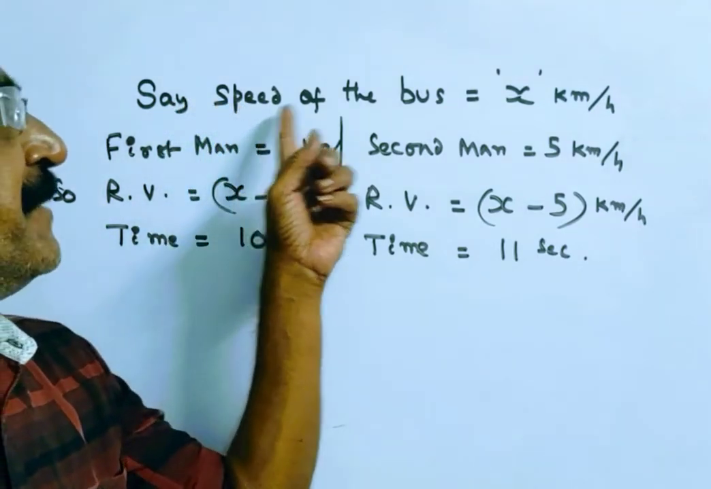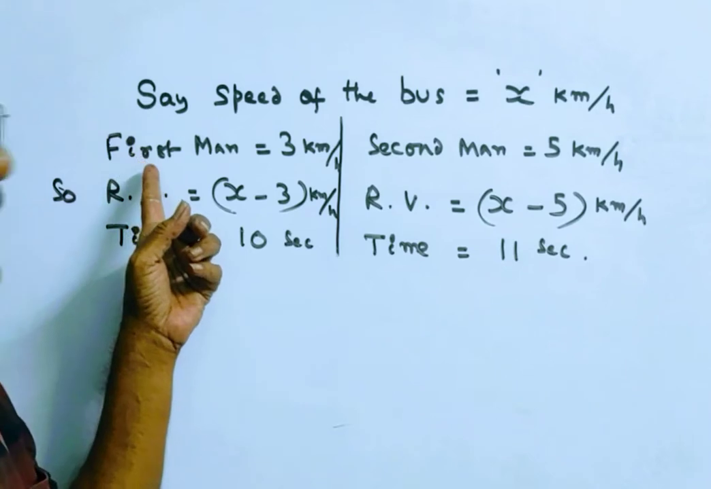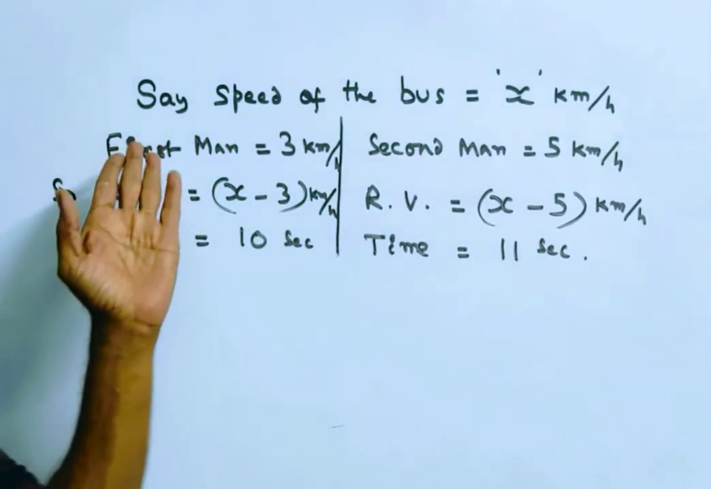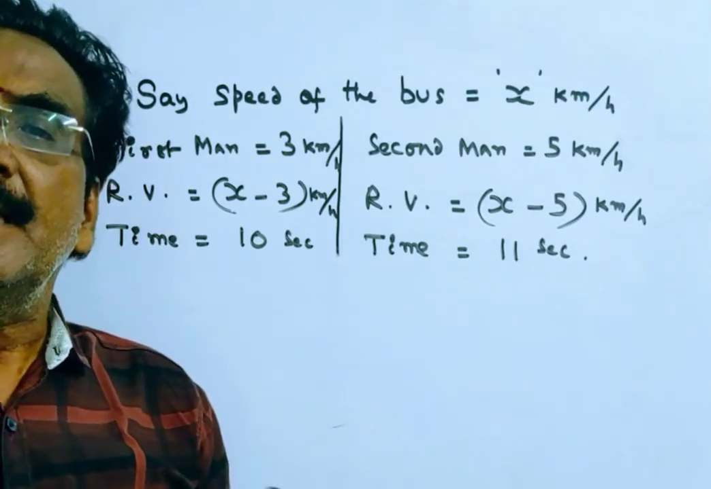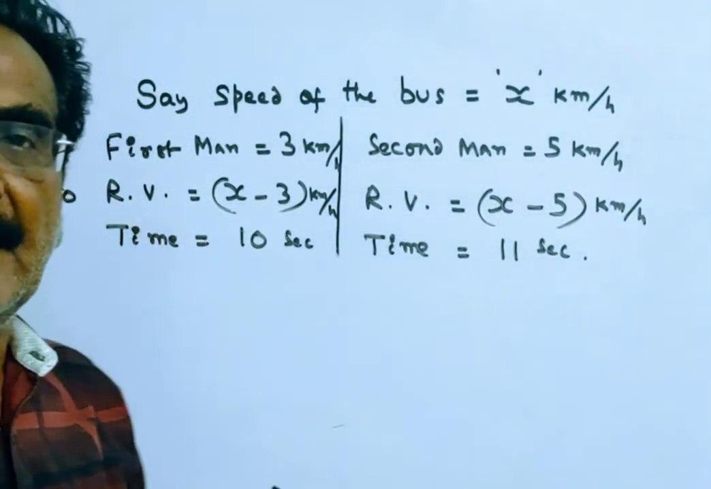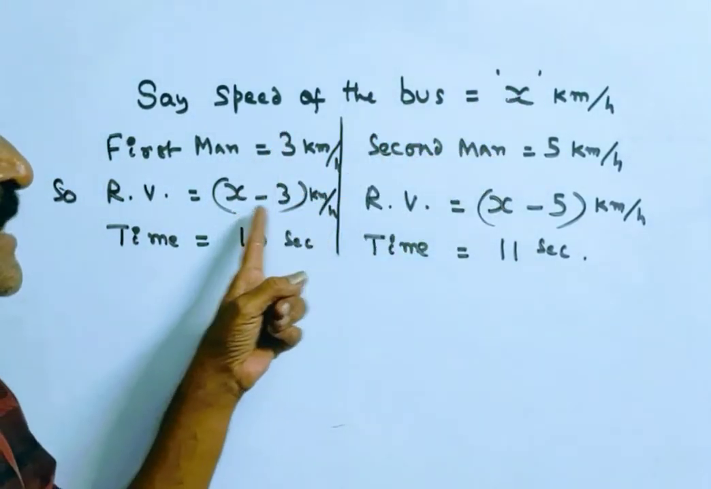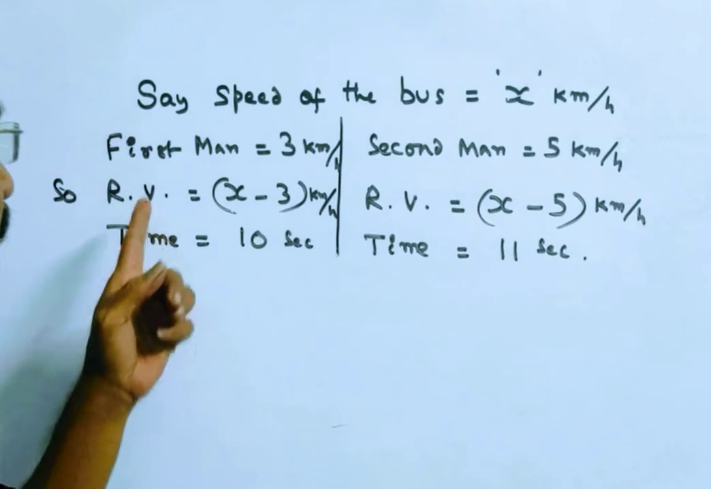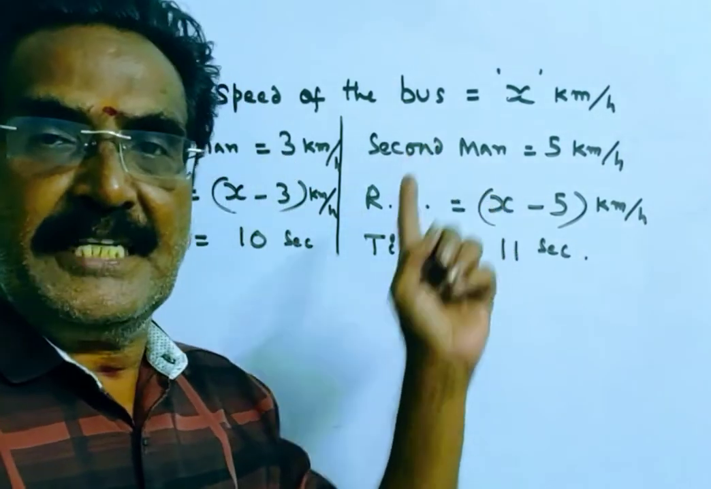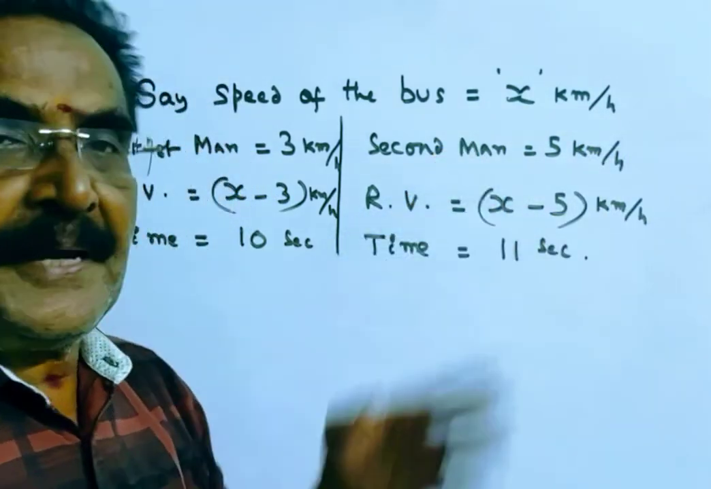Friends, say the speed of the bus is x kmph. The speed of the first man is 3 kmph. This man is moving in the same direction as the bus. So the relative velocity while passing the first man is x minus 3 kmph, and the bus passes the first man in 10 seconds.